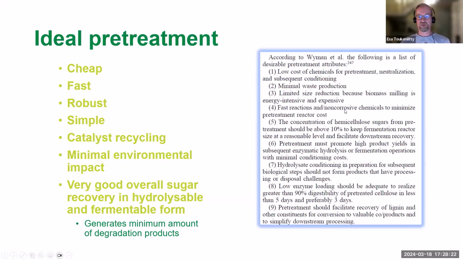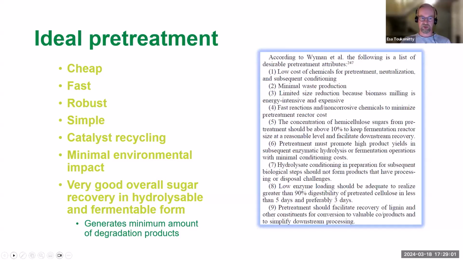This fast was mentioned already. Of course, non-corrosive chemicals are wanted, and that usually refers to the fact that if you handle corrosive chemicals, the processing equipment has to be made from expensive materials or metals that can tolerate, let's say, acids.